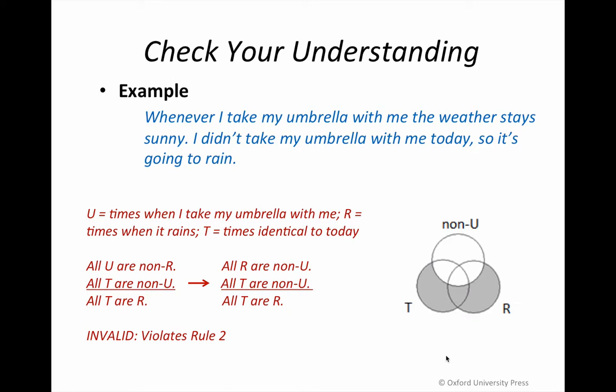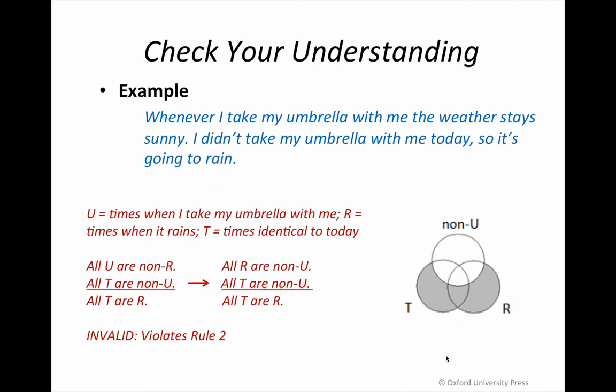I didn't take my umbrella with me today, so we have all times that are today are times I didn't take my umbrella. And then lastly, it's going to rain. It's going to rain means, given the previous sentence, it's going to rain today. So all times that are identical today are times that are going to rain.